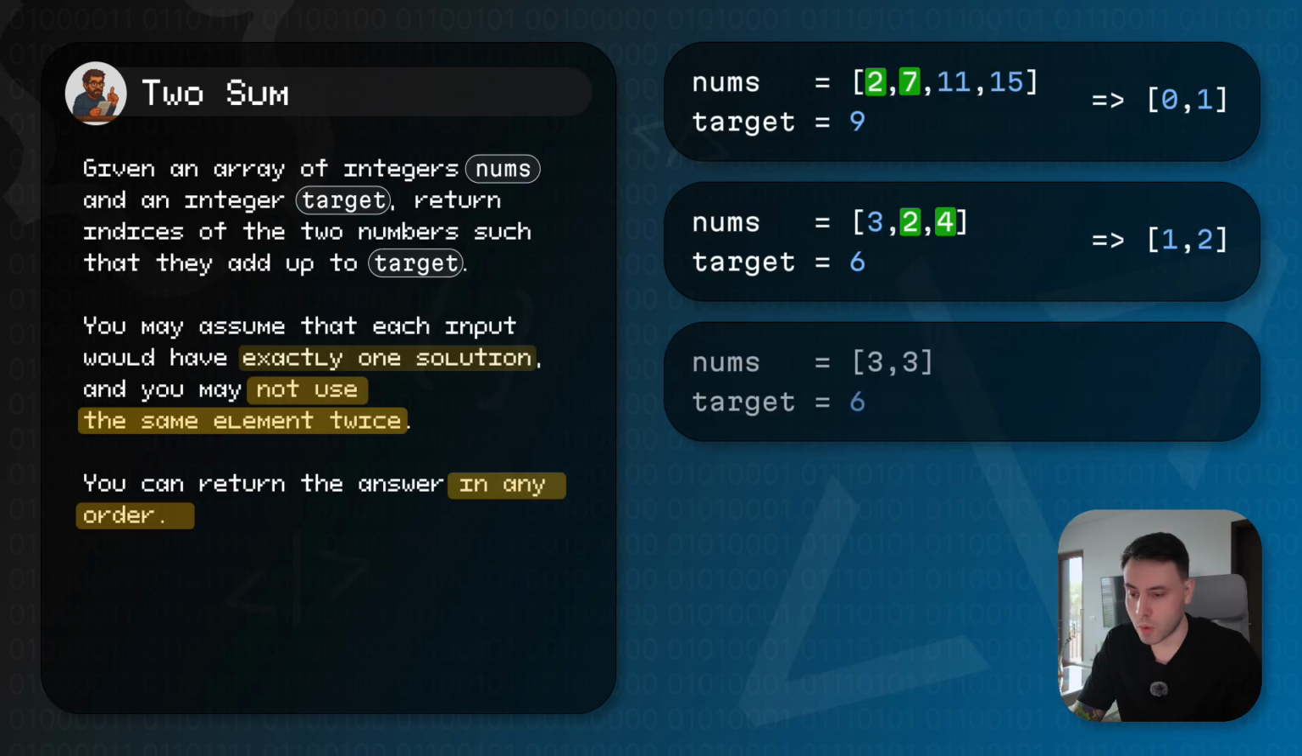In the last example, we have only two similar numbers which add up to 6. Even though the numbers are the same, they are two different elements in the array with different indices. That's why the correct answer is 0 and 1. Alright, it's time to figure out how to solve this problem.